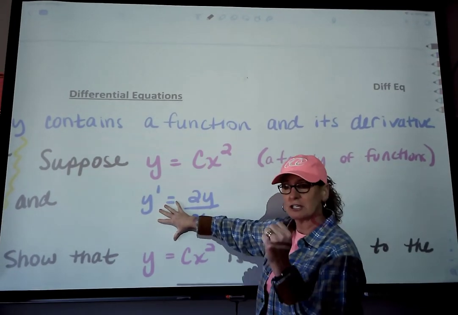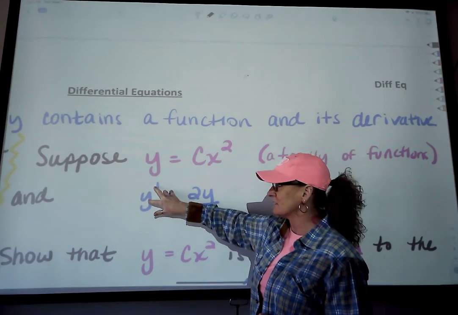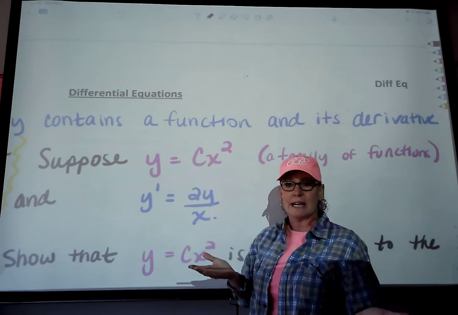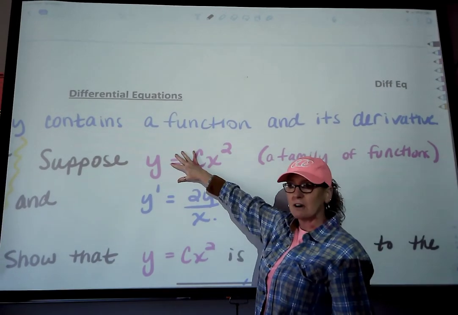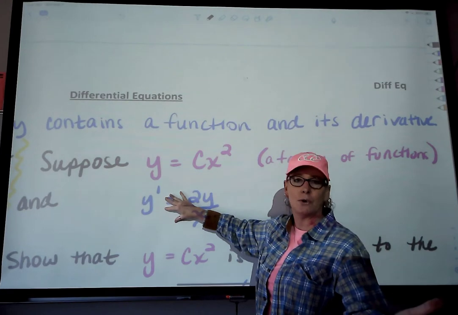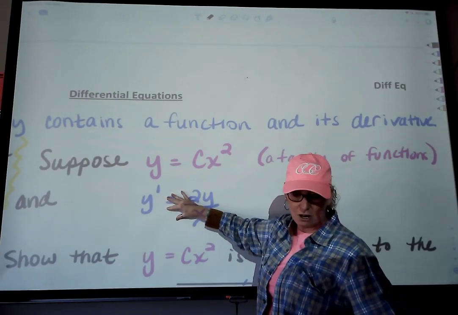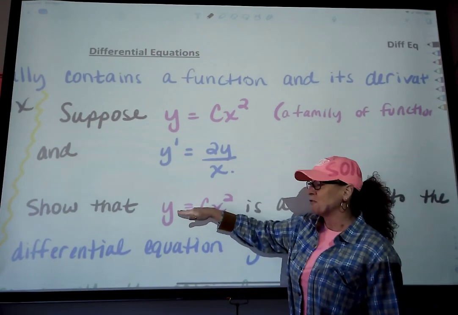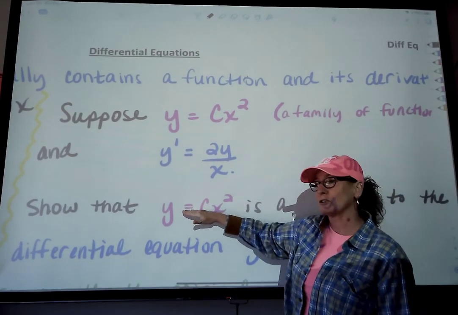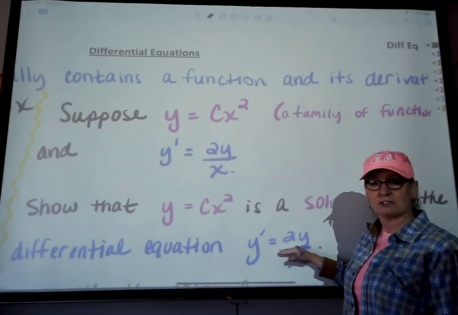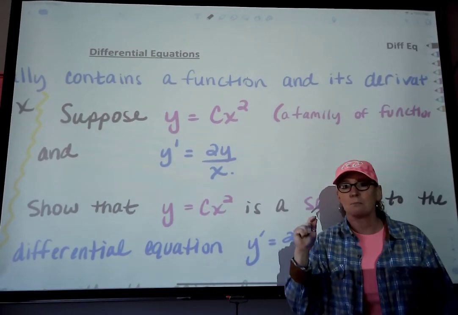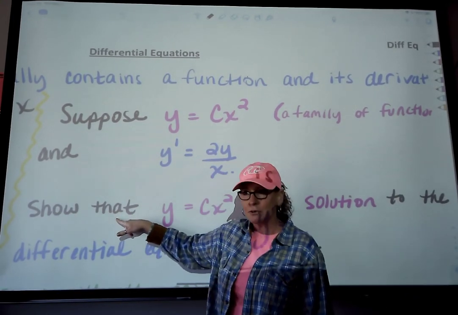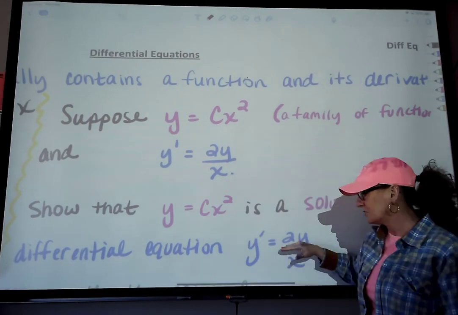This is a differential equation. So it contains a derivative and the original function. Right now, these two do not look related at all. This is just a family of functions, and this is a differential equation, and that's all you know. Now somebody comes along and says, you know what? I think the original family of functions are solutions to the differential equation. Prove it. Prove that this is a solution to this differential equation.